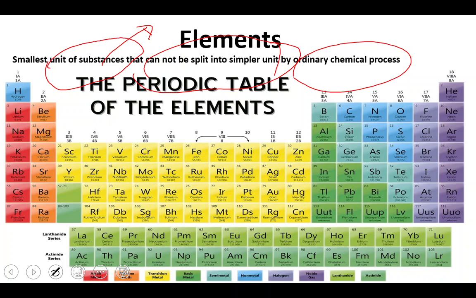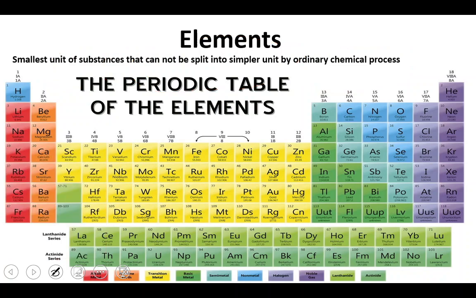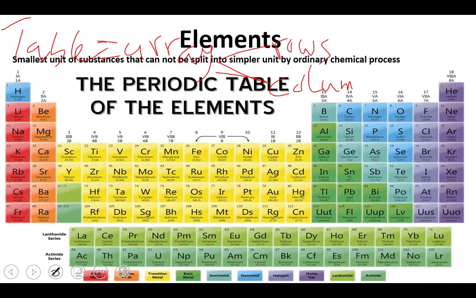So let's look at the periodic table. The periodic table consists of two things, the table and the elements inside it. The table itself is an array. And what is an array? An array is an arrangement of items in rows and columns. The rows mean periods in periodic table terms, while the columns mean groups.